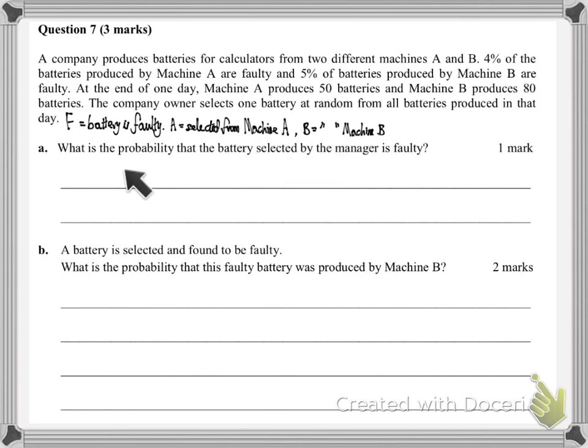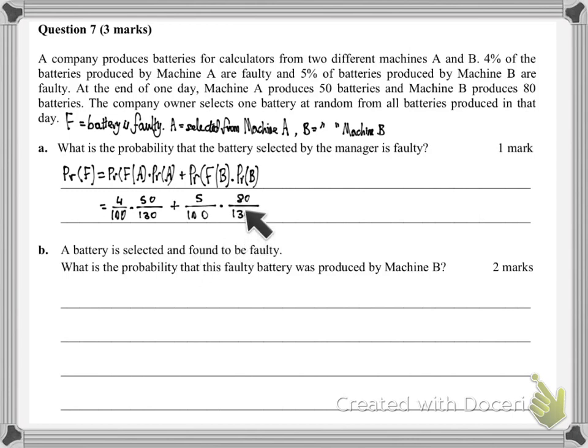So, part A, what is the probability that a battery selected is faulty? Probability of F. So that is total rule of probability. F given A times probability of A plus F given B times probability of B. Okay, well, F given A is faulty from machine A. Well, that's that 4%. But probability of selecting from A, well, that's 50 out of 130. Let's do the same for B. This is going to be probability that it's faulty from machine B is 5%.